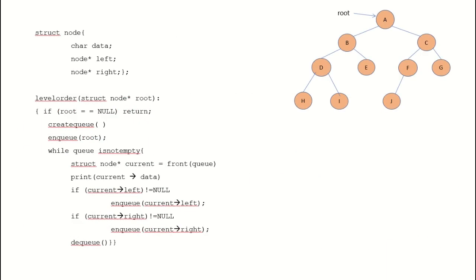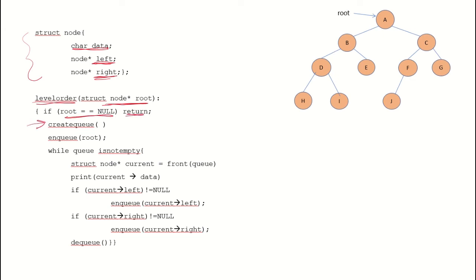So we'll just discuss a very basic pseudocode. This will be the structure of the node. We are assuming that we are storing character data, and there is going to be a pointer to the left child and a node pointer to the right child. The level order function will accept the pointer to the root as an input parameter. If the root is null, it is going to return.